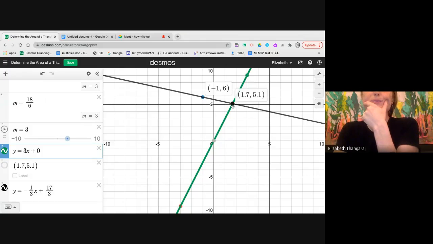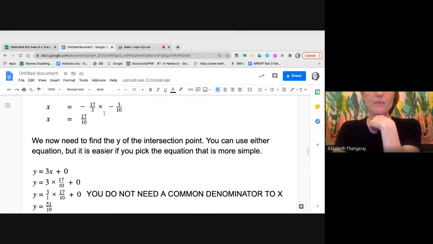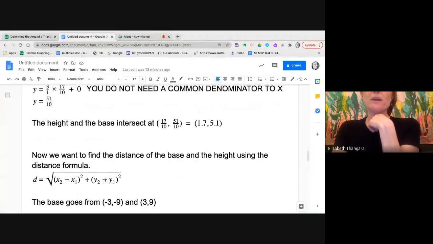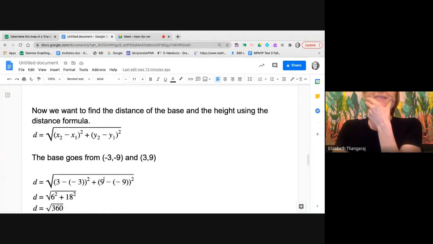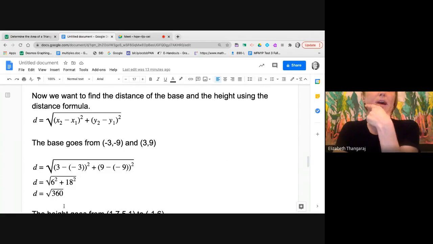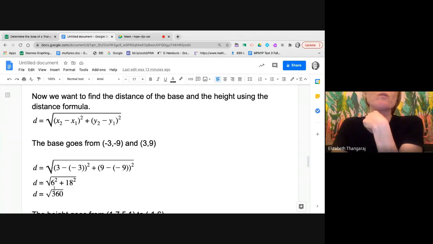and we want to find the distance from this point to this point. So we're going to have to use that distance formula that we learned last week. So we want to use this formula right here. And we have our base that goes between -3, -9, and 3, 9. If we plug those numbers into the distance formula, please don't trust me, do it yourself. You should get the distance is square root of 360. Press pause, try it yourself.